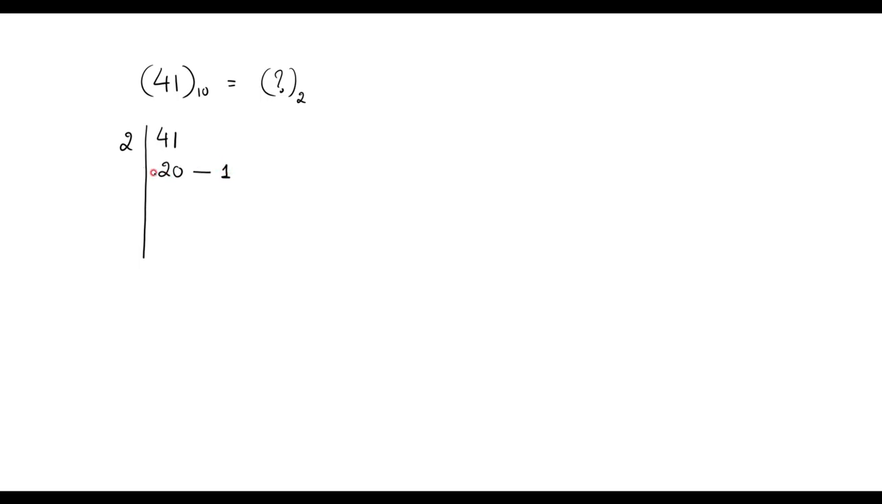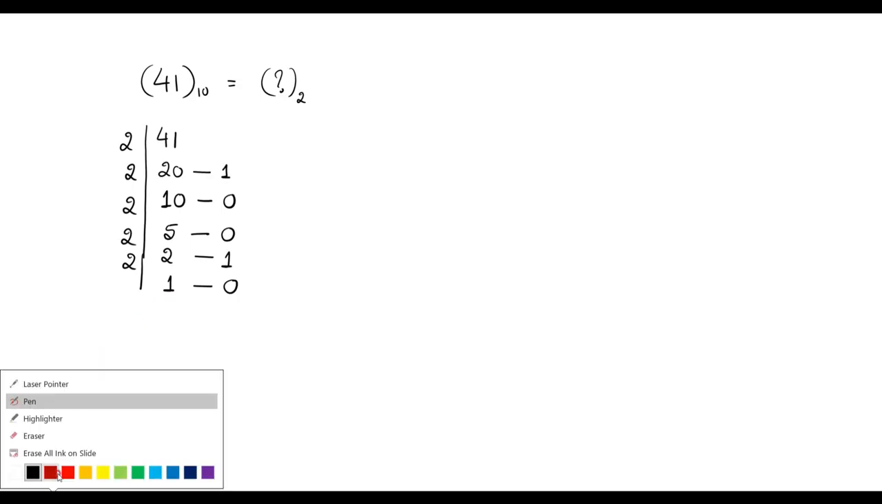Again divide this 20 by 2. The quotient will be 10. The remainder will be 0 right here. Now we have 10. Divide 10 by 2. The quotient will be 5. The remainder will be 0. Again divide 5 by 2. That is 2 into 2, 4. The remainder will be 1. Then finally again divide this 2 by 2. It will be 1. The remainder will be 0. Once we got 1 here, we need to stop the process.